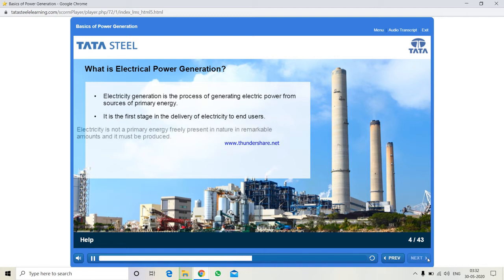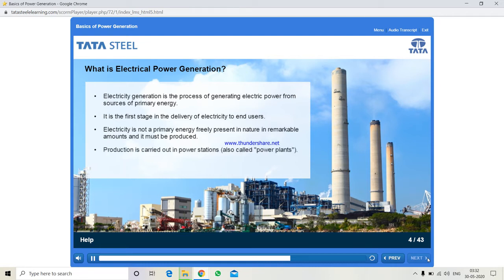Electricity is not a primary energy freely present in nature in remarkable amounts, and it must be produced. Production is carried out in power stations, also called power plants. Electricity is generated at a power plant by electromechanical generators driven by other sources of energy such as hydroenergy or thermal energy.